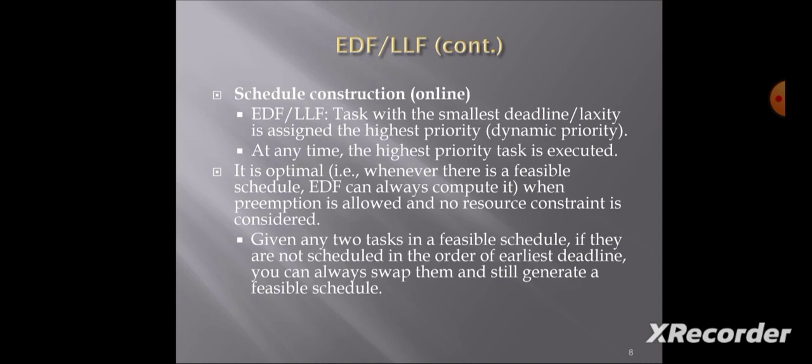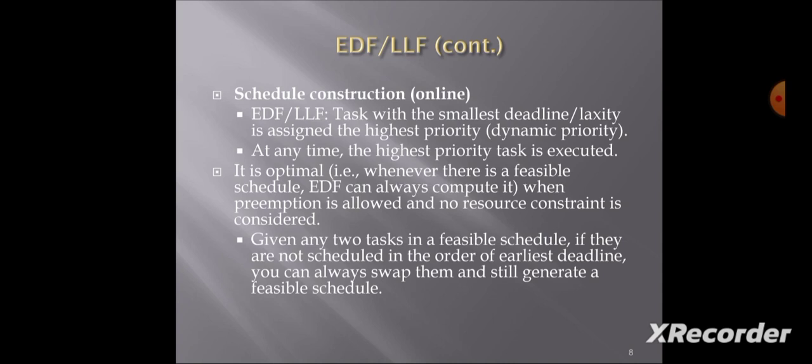So when we talk about EDF and LLF, here the task with the smallest deadline is assigned the highest priority. So if any task has the smallest deadline, that will be considered as highest priority. At any time the highest priority task will get executed, and it is optimal whenever there is a feasible schedule. EDF can always compute it when preemption is allowed and no resource constraint is considered here.